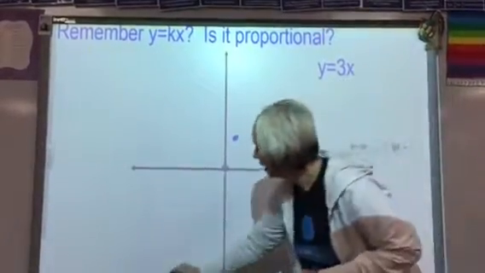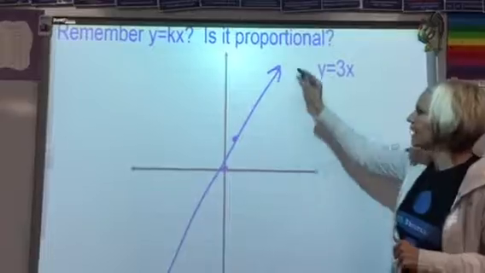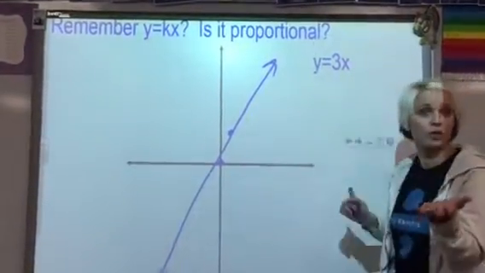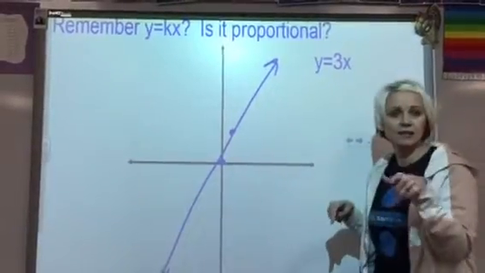Right here it goes through the origin. And I should connect this with a ruler and draw it. But it goes through the origin and then it also has a slope. So just because it's given in this equation, you know that it is proportional. So you try the example in your notes.